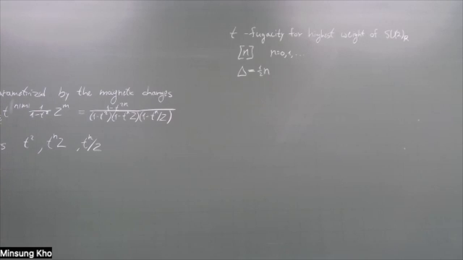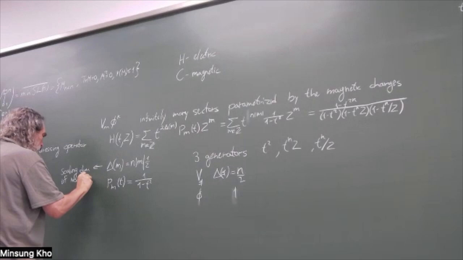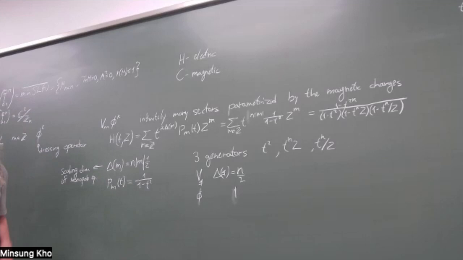Well, because they have physical meaning. This is the scaling dimension. The monopole operator, and the scaling dimension is related to the highest weight by a factor of 2 because it's a BPS operator.